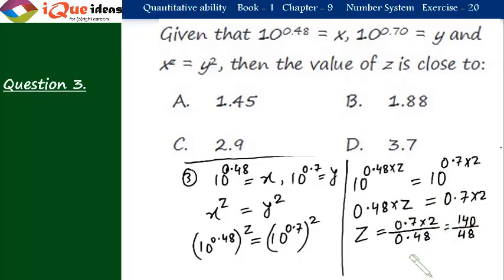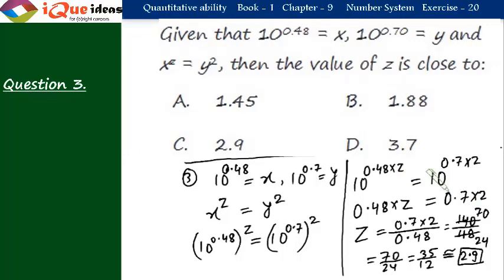The question is asking the value of z is close to, that means we have to find the approximate value. Now 140 cancels by 2, so 70, and 48 cancels by 2, 24. Further, it is 70 by 24, which is 35 by 12. So it has to be very close to, I'll say approximately equal to 2.9. Right, so on division you can get it is approximately 2.9.